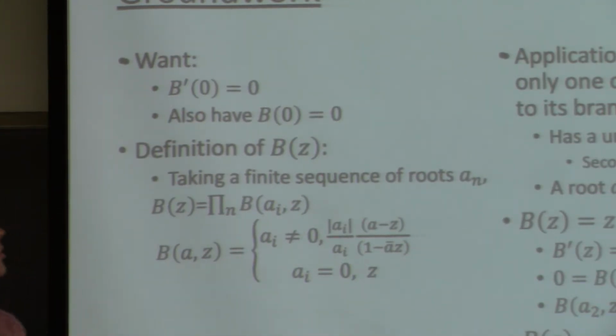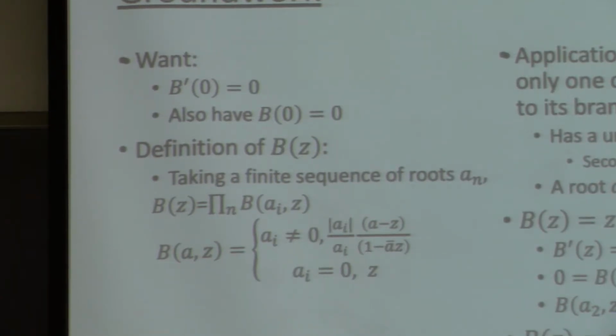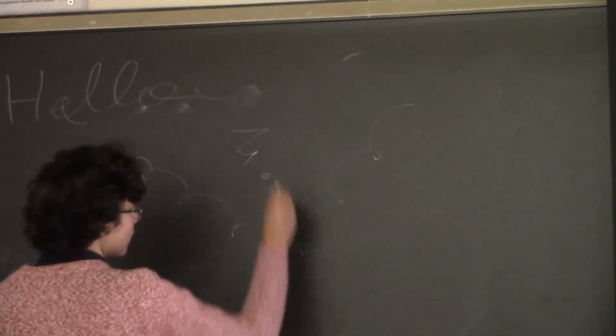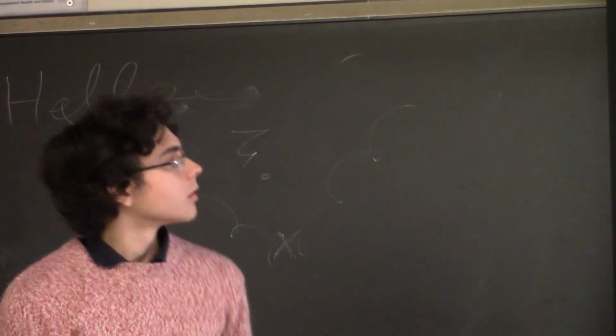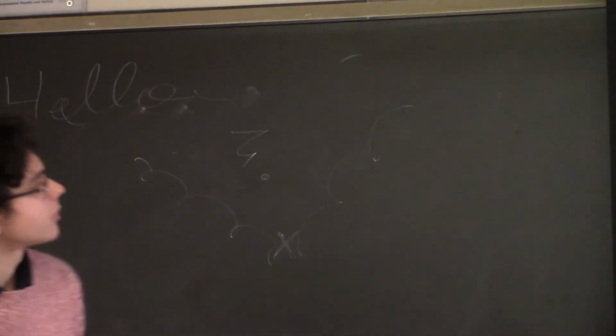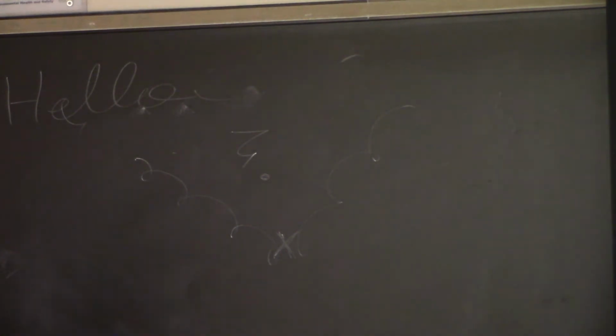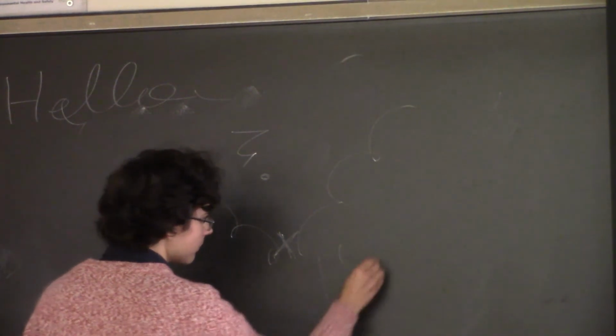So an application to a simple basin with only one critical point. What I'm saying here is, imagine just a normal, basic basin like this, with a root and a critical point. Okay. Then you're mapping this to the unit disk.